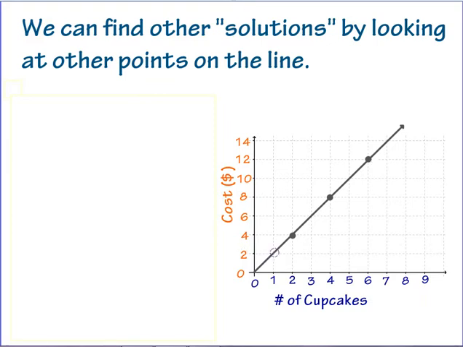Notice how my graph crosses the grid right here. That tells me that 1 cupcake is going to cost me $2, or even up here where 5 cupcakes will cost me $10, or here where 3 cupcakes will cost me $6. Any point along this line is a solution to my scenario. That's what happens in a proportional relationship.